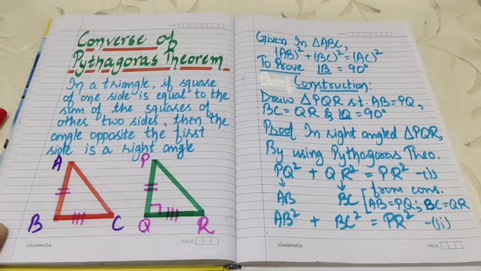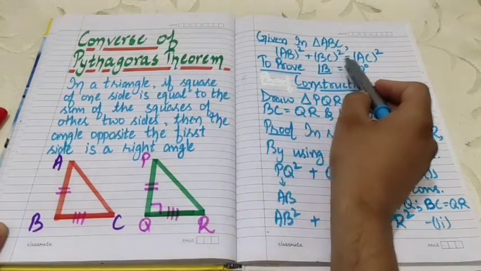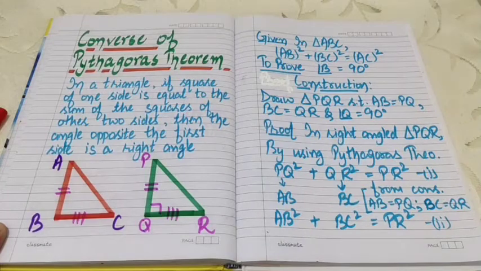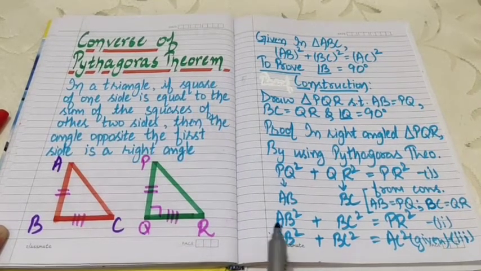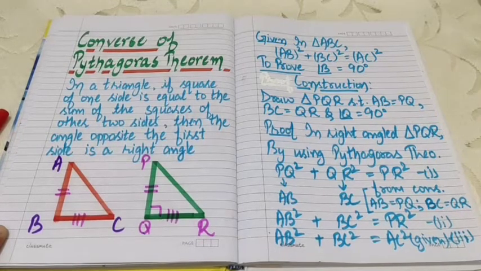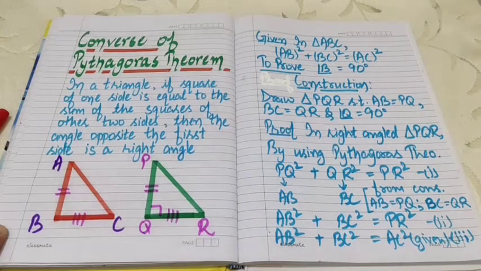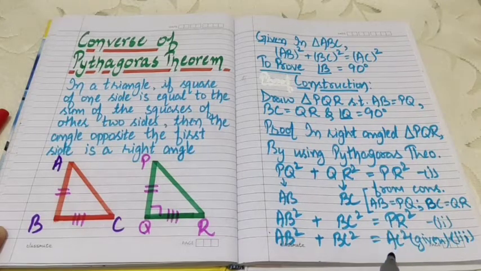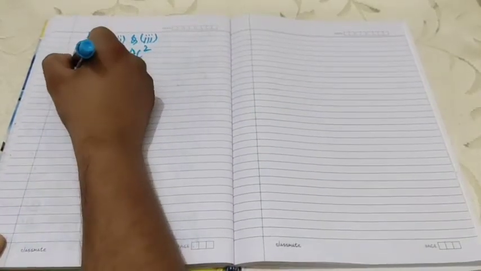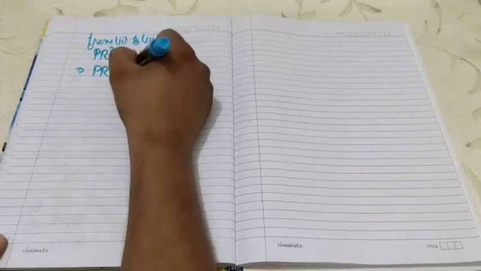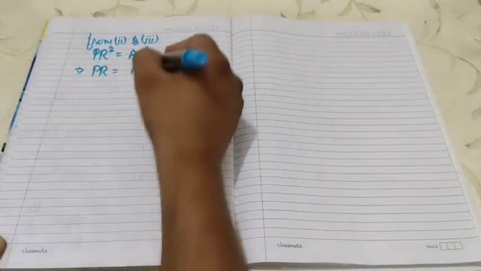Also it is given that AB square plus BC square equals AC square, and let this be number 3. So from equation 2 and equation 3, since left hand side of equation number 2 and equation number 3 is same, so their right hand side will also be same. So we can conclude that PR square equals AC square. Since PR square equals AC square, so we can write that PR is also equal to AC, and let this be number 4.